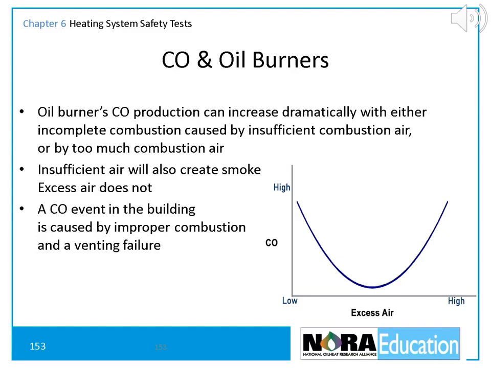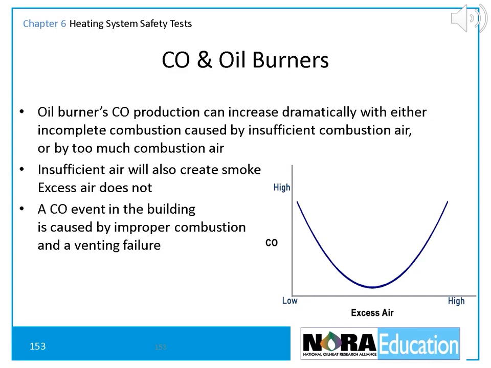A carbon monoxide problem in the building is caused by improper combustion and a venting failure. That's right, we actually need 2 failures for a carbon monoxide event to occur. First, we have to have a problem with the flame, but then we also have to have a venting failure. The burner could be making high levels of carbon monoxide, but as long as the vent system is working, all the carbon monoxide is being removed from the building along with the rest of the combustion gases.